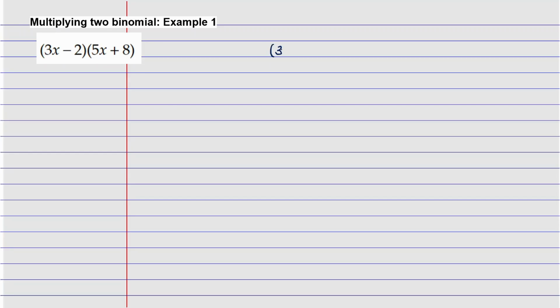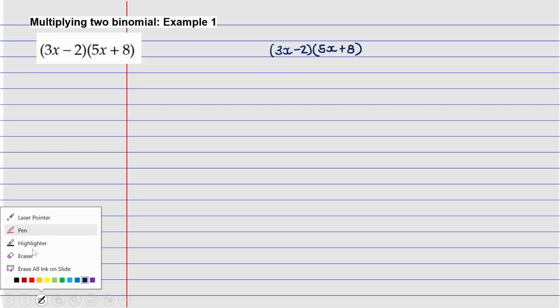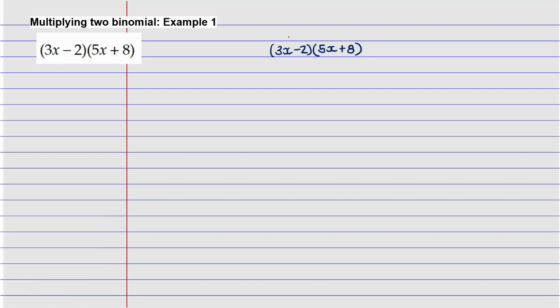So it's going to be 3x minus 2, then it's going to be 5x plus 8, right? So we're going to multiply this. How do we multiply this? This is what you're going to do. You're going to take this 3 and multiply it by 5x. You're going to take again this 3 and multiply it by what? By 8, right? So you take the first term and multiply it with both terms here.